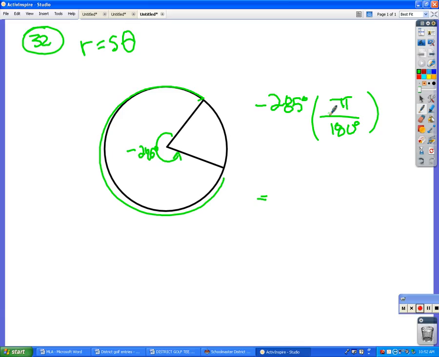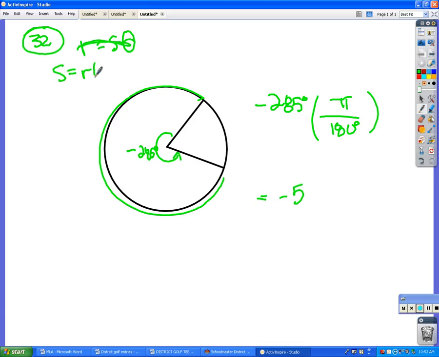Tell me what that comes out to be as a decimal. Negative 4.9. That's not what I got here. I got negative 4.97. Basically, if you round it, it's negative 5. Awesome, I will take that. So this angle right here in radians is negative 5.